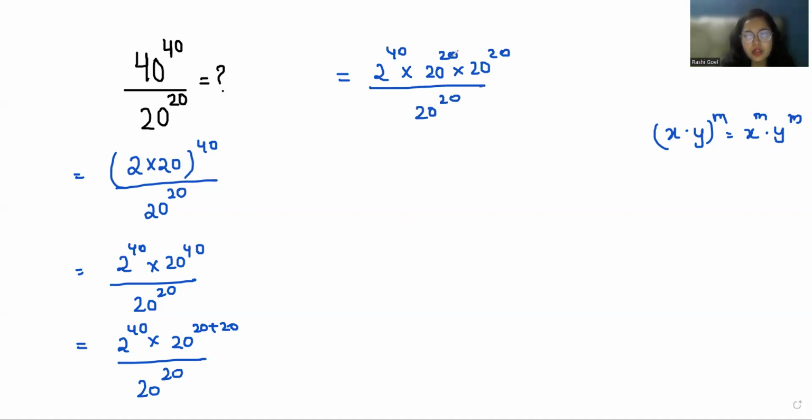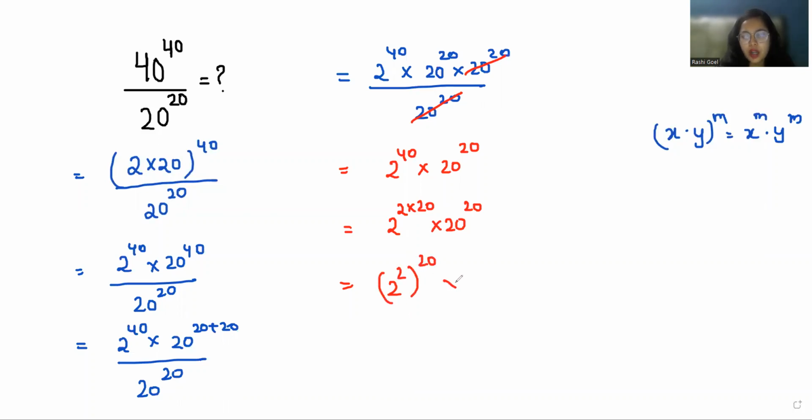So we can cancel out this 20 power 20 with this. So what is left? 2 power 40 times 20 power 20. Now 2 power 40, we can write it as 2 power 2 times 20, times 20 power 20. So 2 power 2 power 20 times 20 power 20. 2 square is 4, power 20 times 20 power 20.